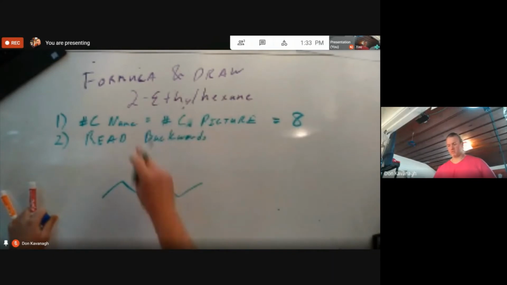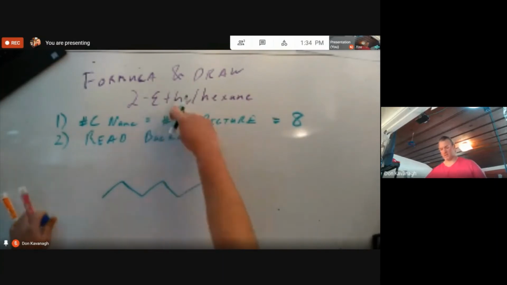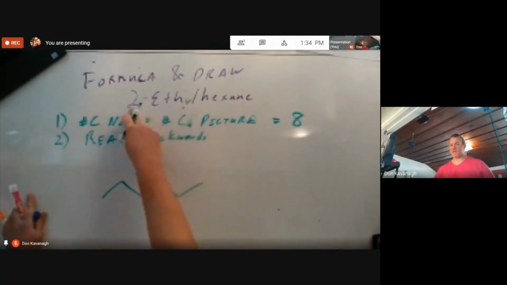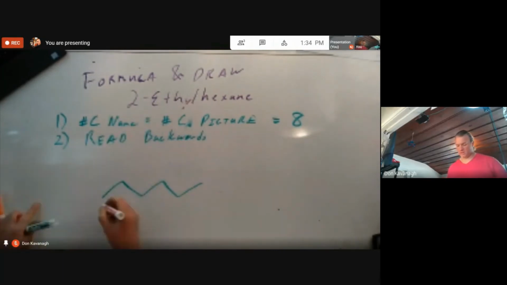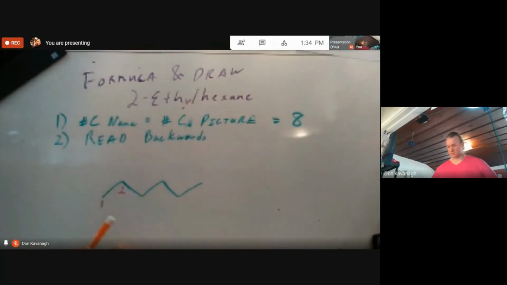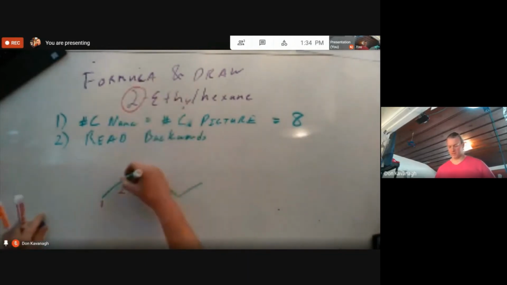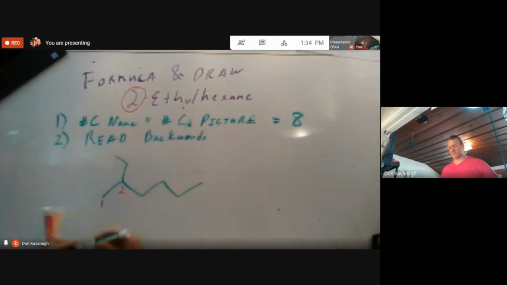The 2 and the ethyl. This word ethyl means 2 carbons coming off of the main chain, the parent chain, hexane. This 2 is a location. So we start by counting 1, 2, and there are 2 carbons coming off of here: 1, 2. My picture contains 8 carbons total: 1, 2, 3, 4, 5, 6, 7, 8.